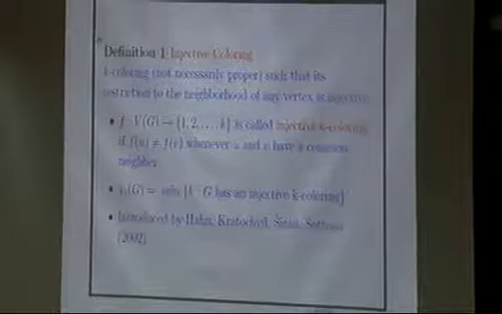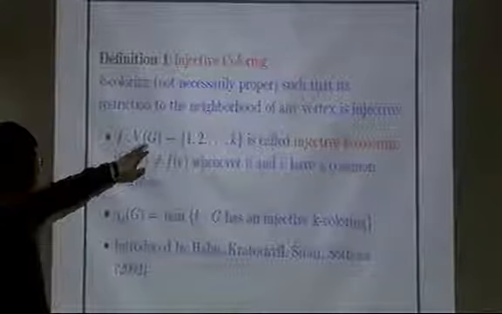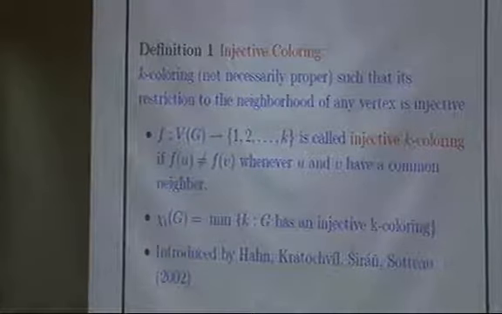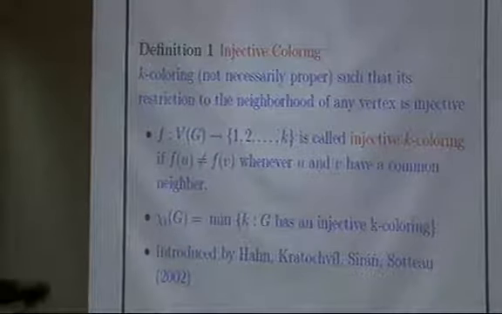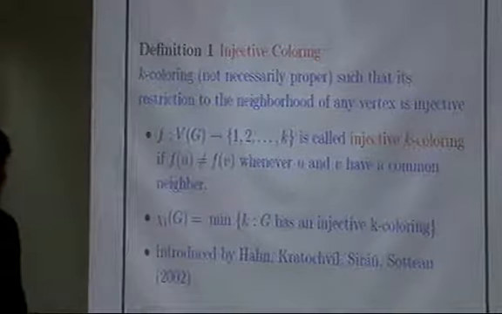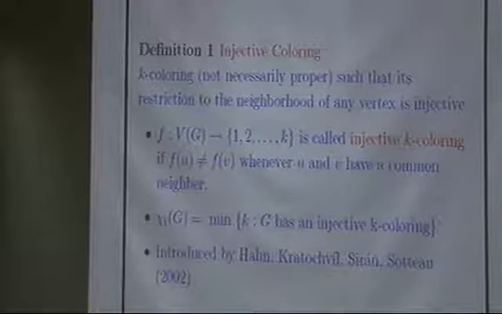So what is injective k-coloring? We give a color to each vertex such that if two vertices u and v have a common neighbor, then we give them different colors. And then, as usual, the injective chromatic number is the least number of colors needed to have an injective k-coloring. This concept was introduced in 2002 by these 4 people.